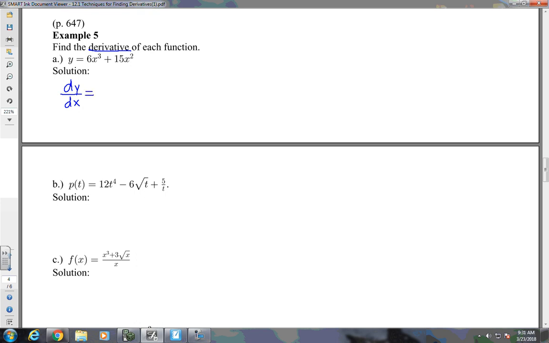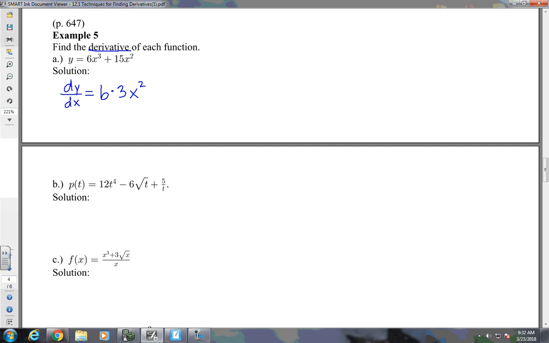The derivative of y with respect to x can be applied term by term. So I'm going to differentiate the first term, 6x cubed. Since we have a constant multiplier times the power of x, we're going to filter that constant through to the derivative, and then we're going to apply the power rule to x cubed. So we bring the exponent down in front, and then we decrease the original exponent by 1.